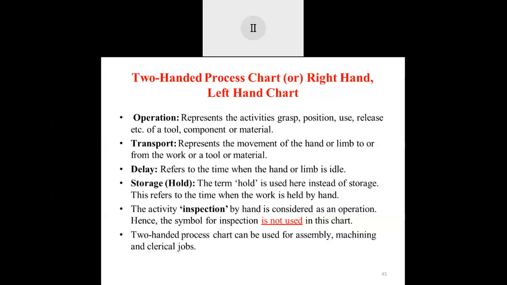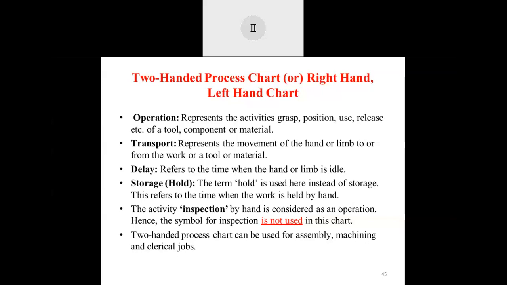Then the next activity is delay. It refers to the time when the hand or limb is idle. Suppose sometimes our right hand is working and the left hand doesn't need to do anything. It is kept idle. So there will be a delay from the left hand point of view.